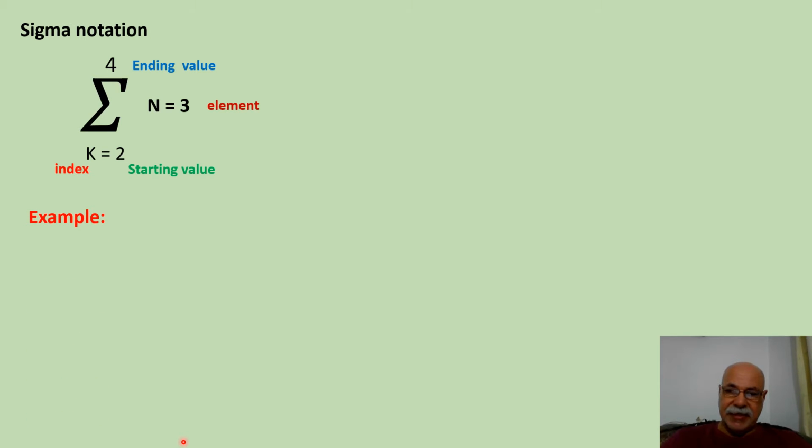Now we take some examples. For this sigma, we have k equals 0 as the starting value, and the ending value is 4, and this is k square, meaning the sum of k square up to 4. This is how we can see the result.